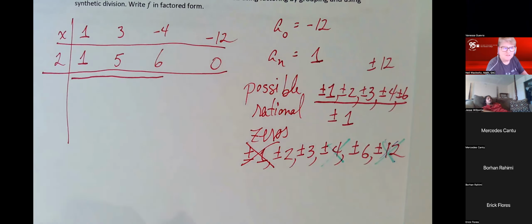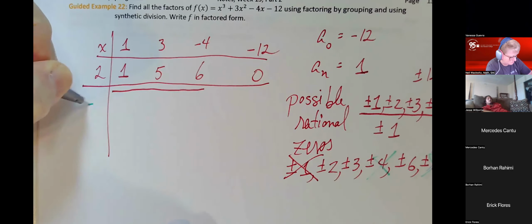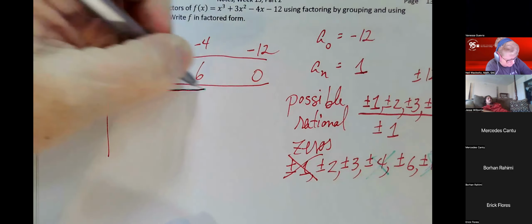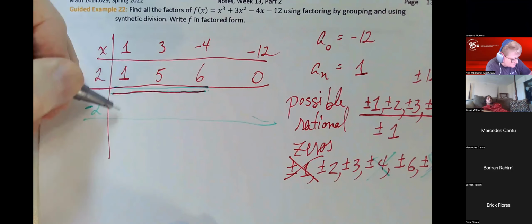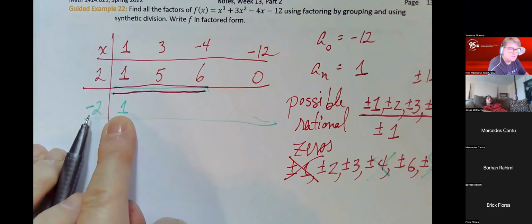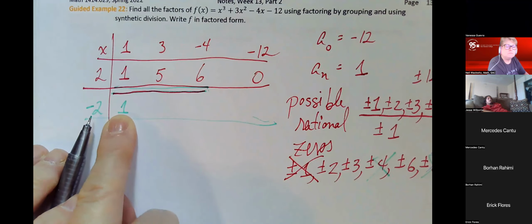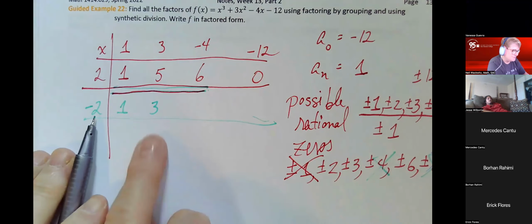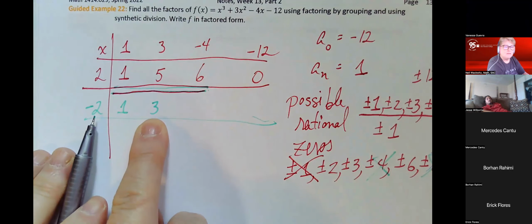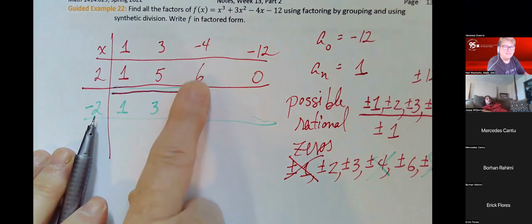You want to try negative 2? So bring down the 1. What is 1 times negative 2? -2. And add the 5, that would be +3. Good. Negative 2 times 3? That would be -6 plus 6 would be 0. Yay.